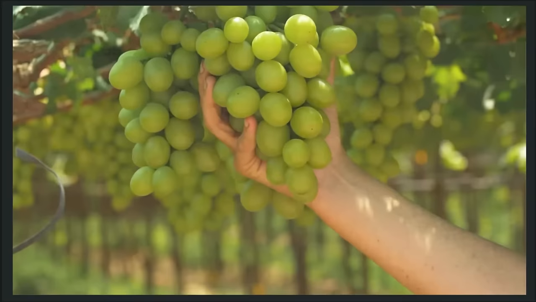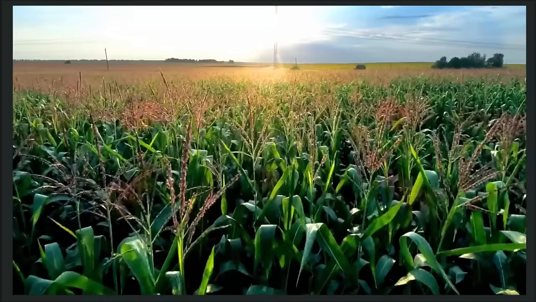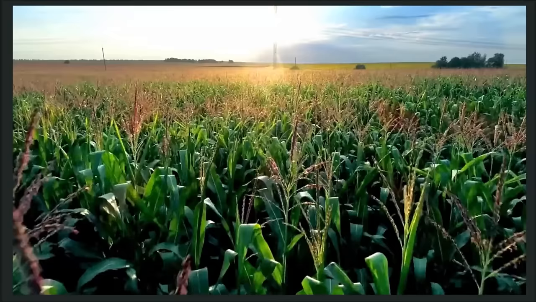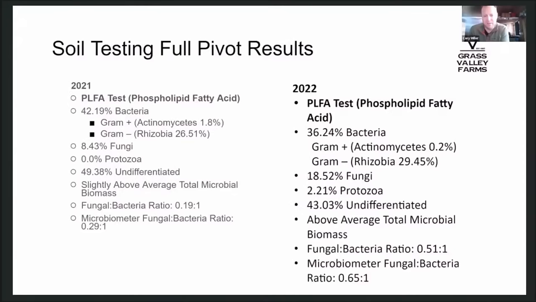What happened between 21 and 22 is our organic matter improved a little bit. Our pH dropped a little bit, so we're headed the right direction. Our EC improved, and all of this led to an increase in growth in our plants. The other thing that changed was our fungal to bacterial ratio. And I think that's what I'm most excited about.